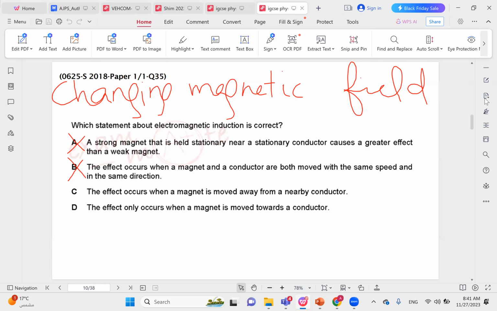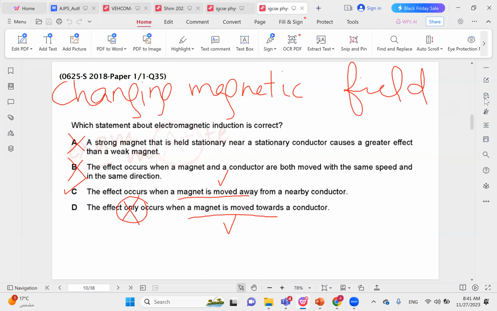Now, we're between C and D. C has to do with the magnet moving away. D has to do with the magnet moving towards the conductor. In fact, both of these are correct. So how do we choose between them? Well, the only difference between those 2 statements is this word here. This word is what makes D incorrect, because you can either move the magnet towards the conductor or away from the conductor. So C is correct, and D would have been also correct had they not said only occurs.